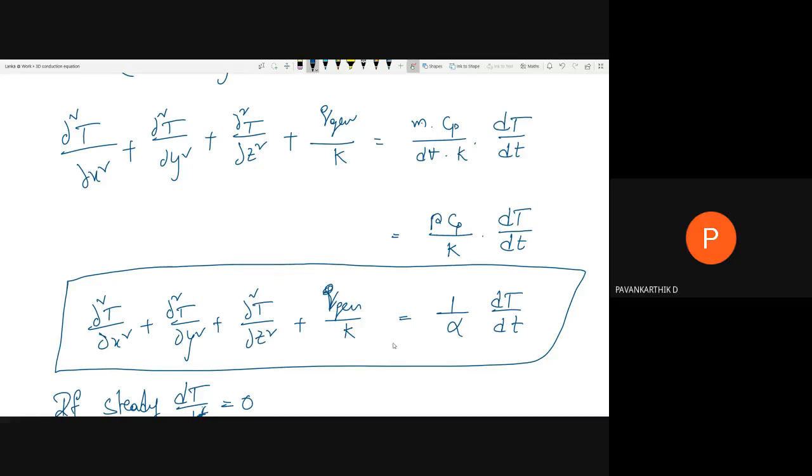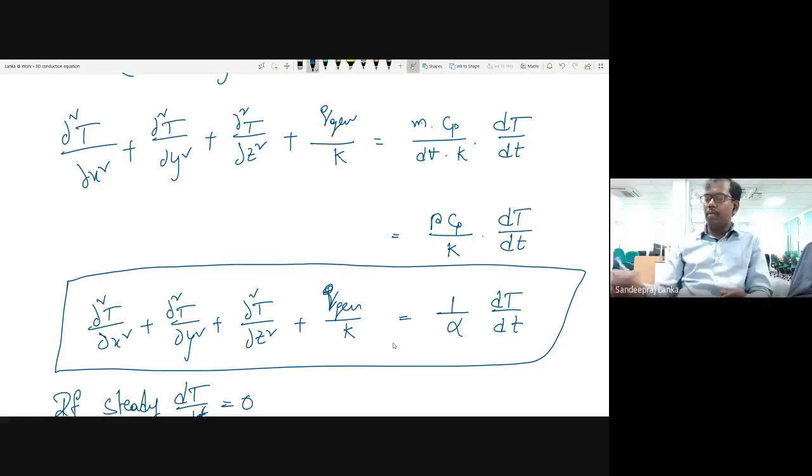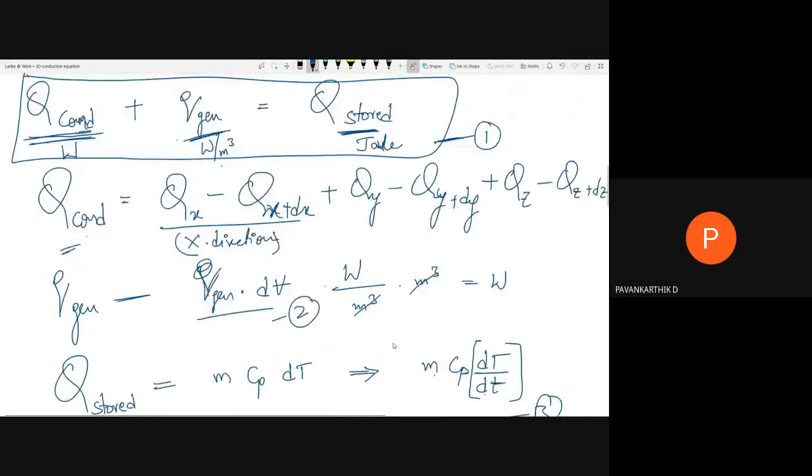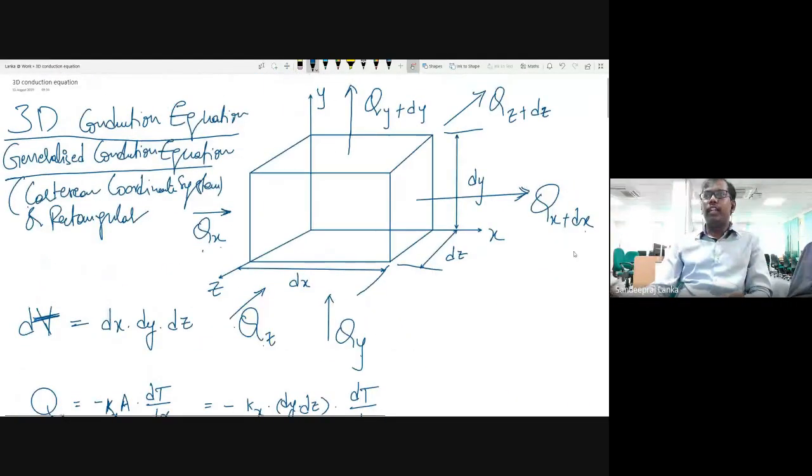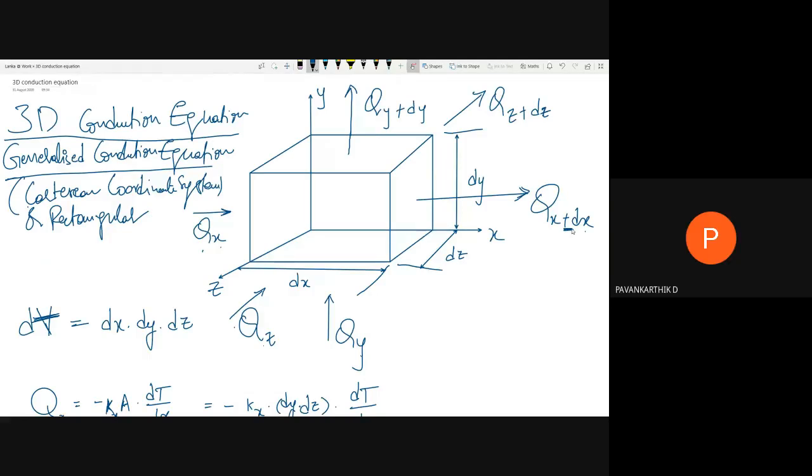Sir, why should we only take qx plus dx? Why shouldn't we take plus or minus? Heat can be increased or decreased, no, sir. Which one are you speaking about? This one, the 3D conduction equation. Here, why did I take plus? Why shouldn't I take minus? Is that your question? Yes, sir.